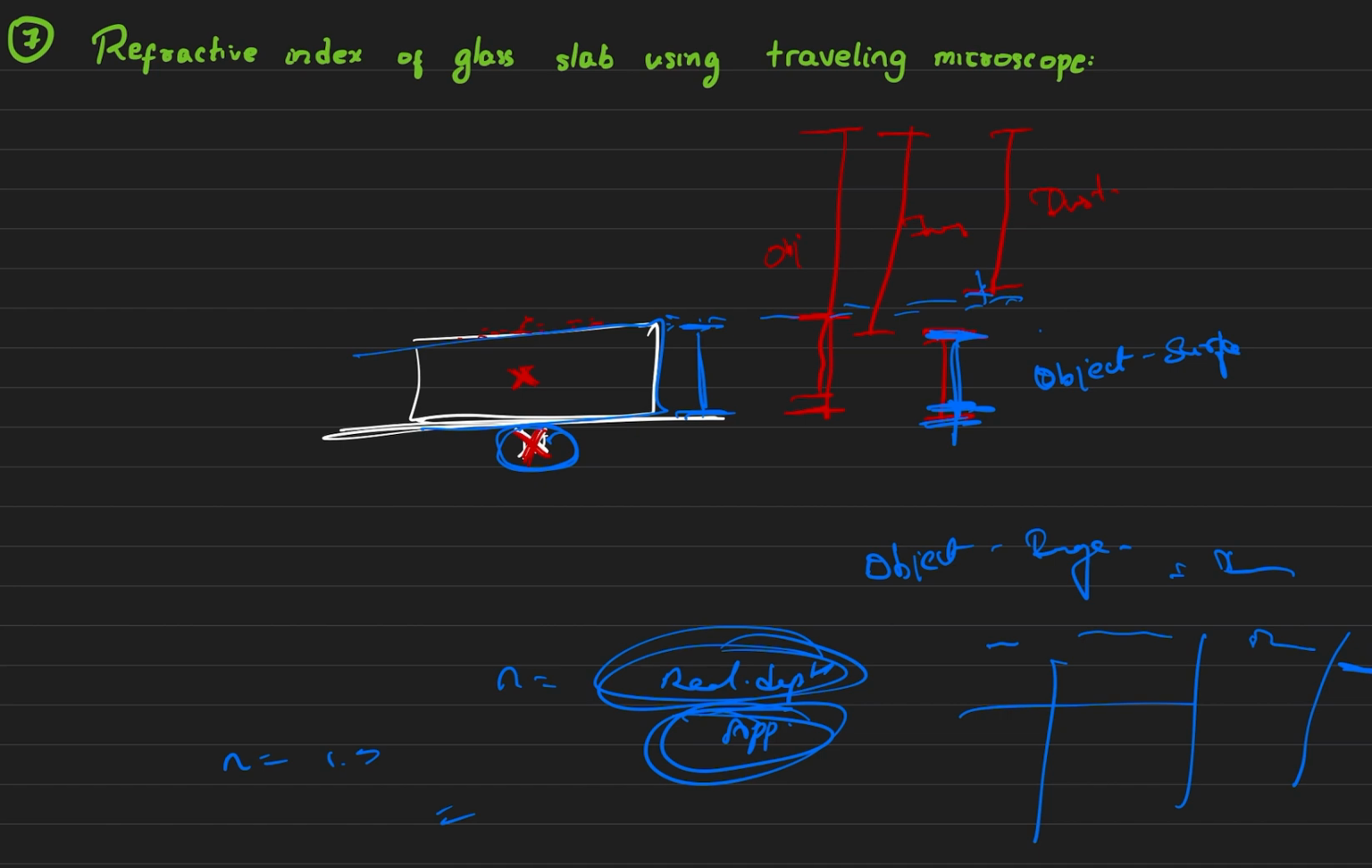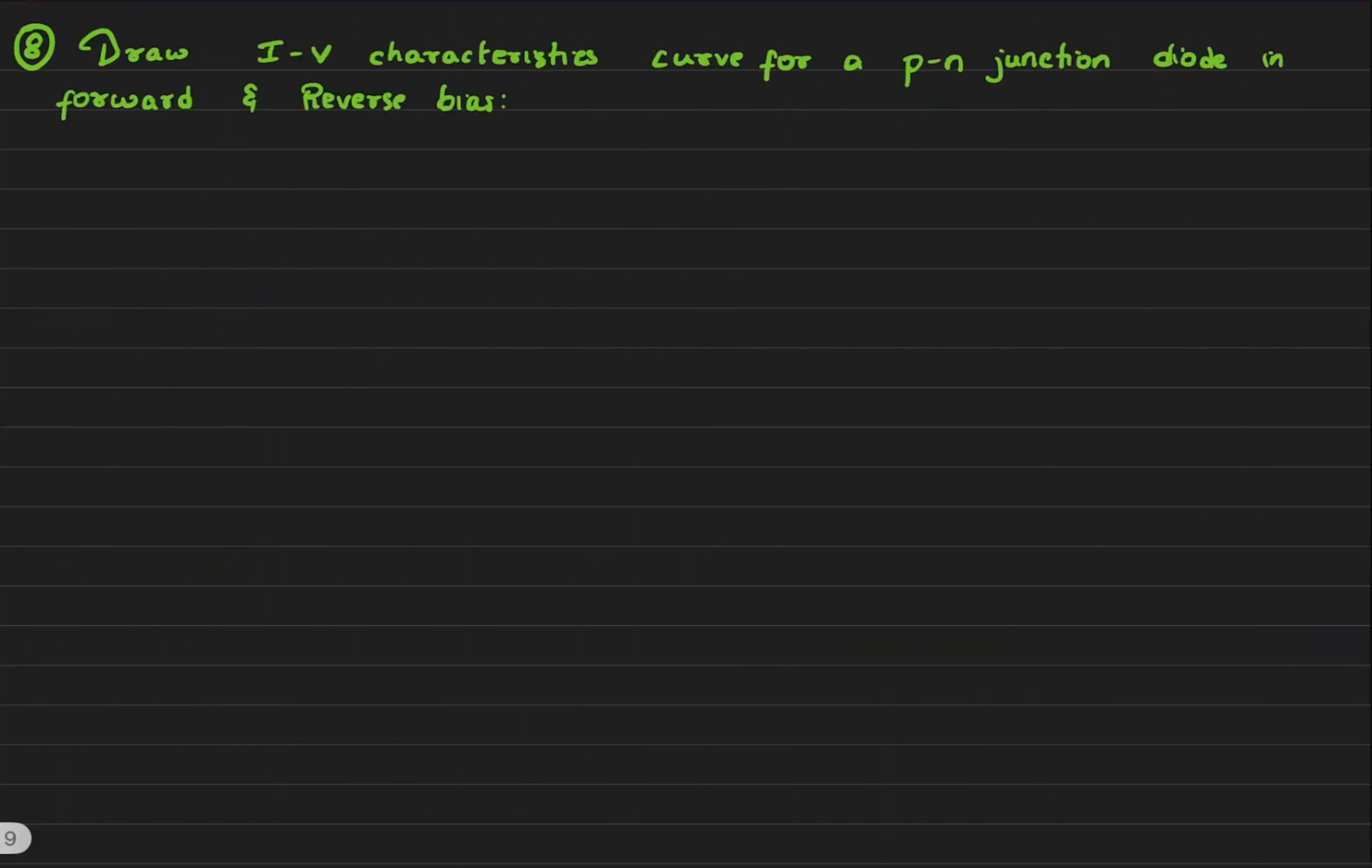Then the PN junction diode is very easy. In a PN junction diode, if this is my diode, PN, and the positive side of the diode is attached to the positive side of the battery, it is considered as forward bias. And if it is connected reverse, then it is considered as reverse bias. So you are going to get a graph like this.